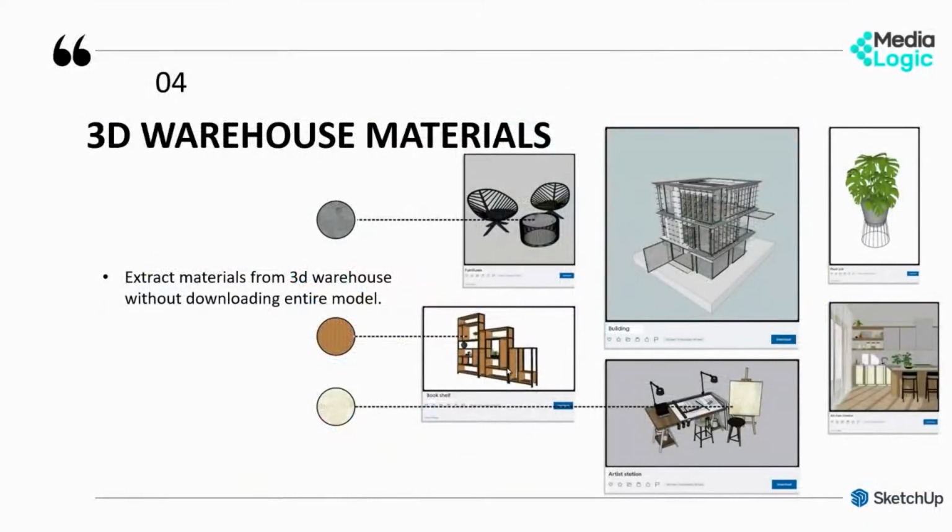The fourth tip is about materials from 3D Warehouse. With this, you can extract individual materials from 3D Warehouse right into your SketchUp model. So you don't need to download the entire warehouse model. Let's see how it works.